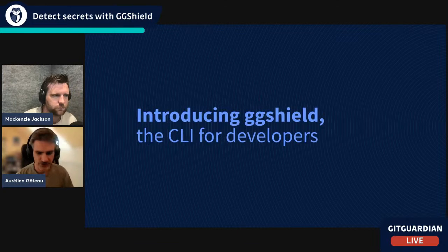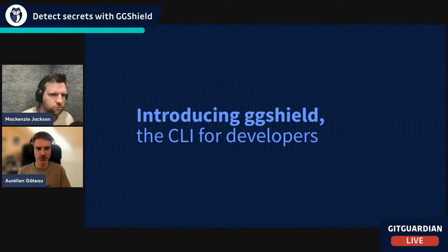Okay, so ggshield, as you said, is a CLI tool to scan your repositories, and it has lots of different scanning modes. You can scan files, you can scan Docker images, you can scan PyPI packages, you can scan your commits, and more importantly, you can integrate ggshield inside your local Git workflow, so that you catch secrets before they leave your machine.